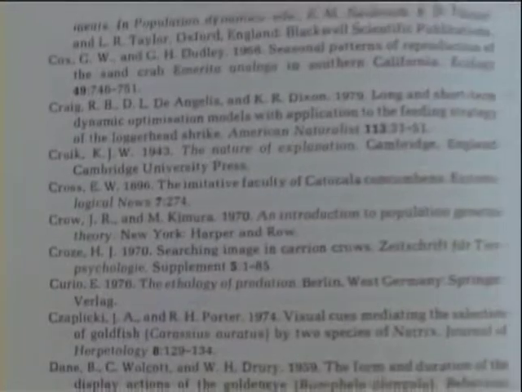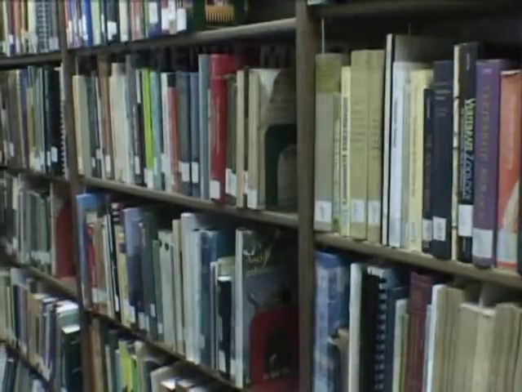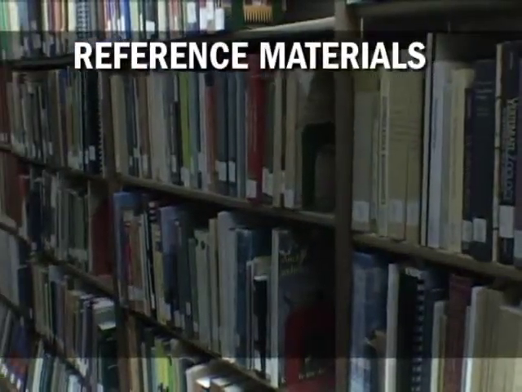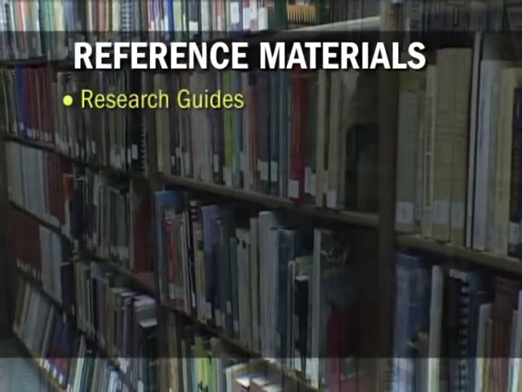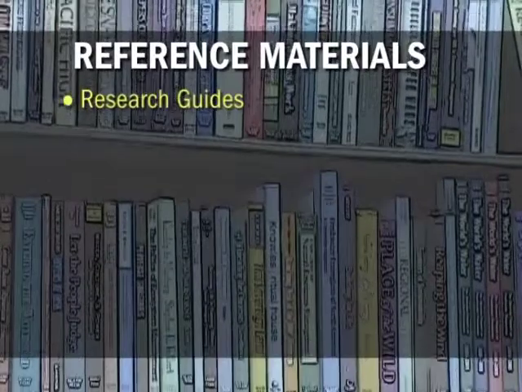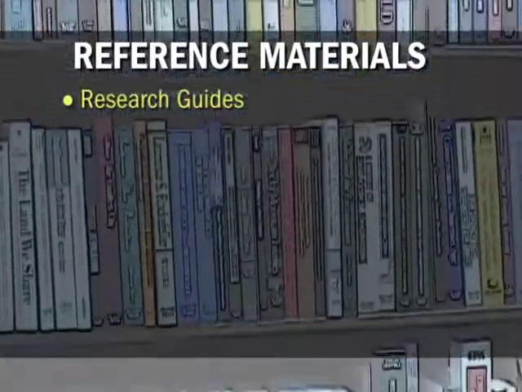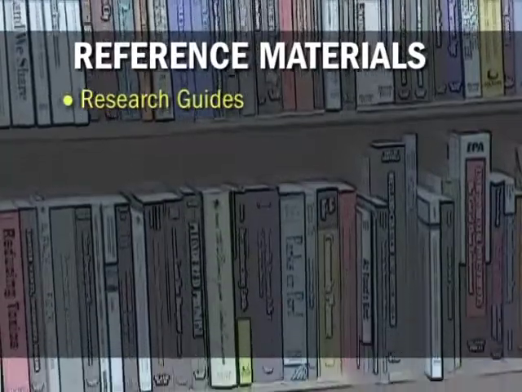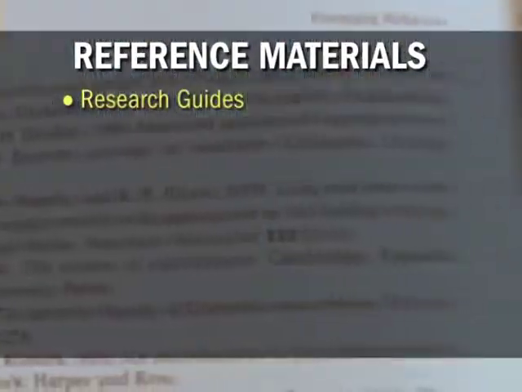As you start your bibliographic research, be sure to keep a detailed record of your sources so you can cite them later when you report the results of your own behavioral study. Let's take a look at some useful reference materials for doing animal behavior research. Research guides provide an overview of important bibliographic resources, including reference books, periodicals, and databases, and can make your search more efficient by quickly pointing to what you're looking for.